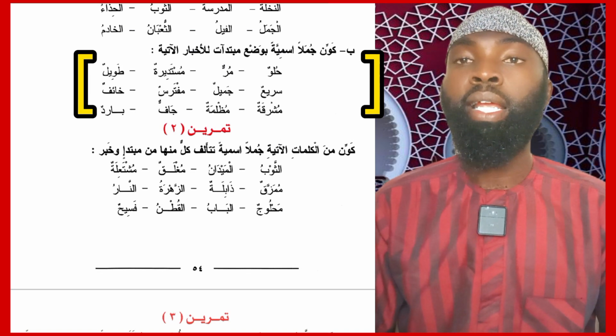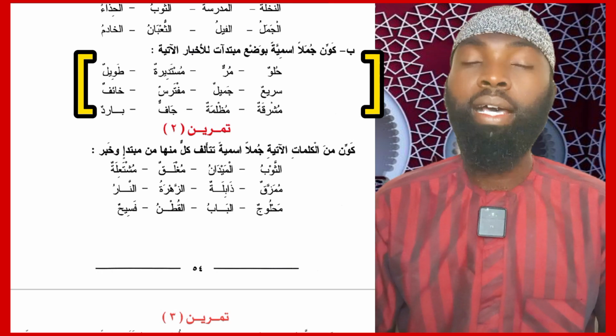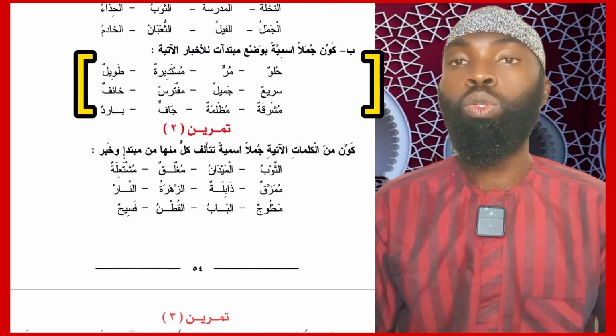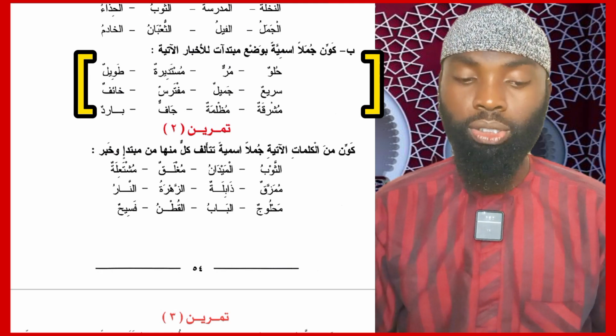We can say al-hisanu seri'un. The horse is fast. And next we have jamilun, beautiful. We can say al-waladu jamilun. The boy is beautiful. MashaAllah.